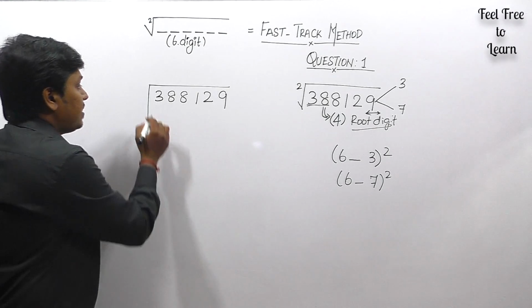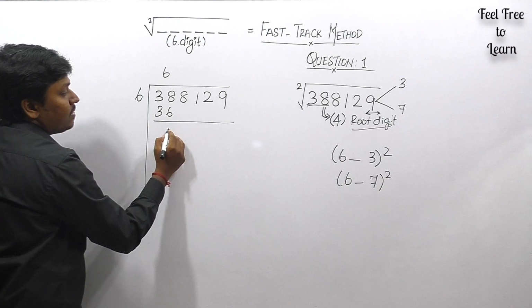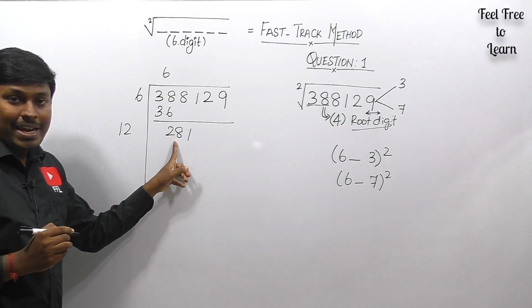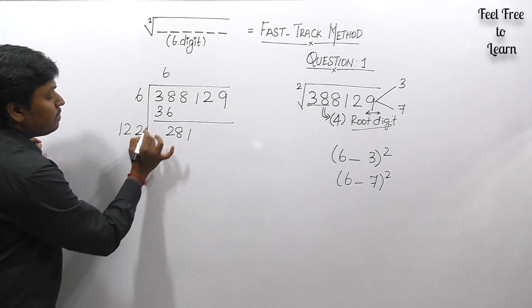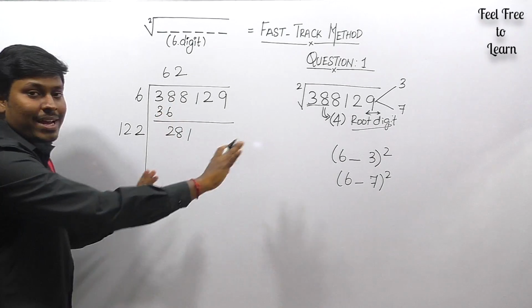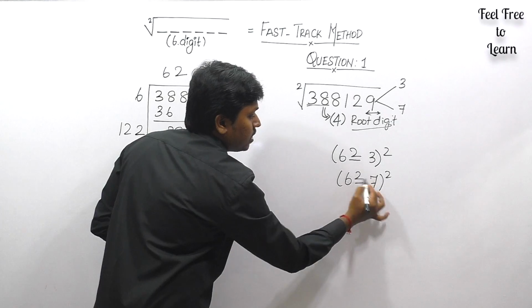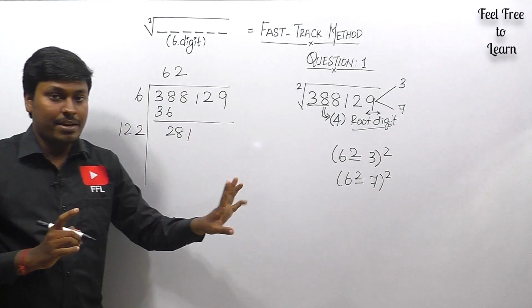Listen carefully. First number is 6. We already learned this method also. 36, the remainder will be 2. 281. 6 into 2 will be 12. So friends, here it is 281, right? If I go for 300, it becomes 300. So definitely it will be 2. We don't want to calculate the other numbers, right? We have found the second digit is 2. So it must be 623 square or it must be 627 square, any one number.